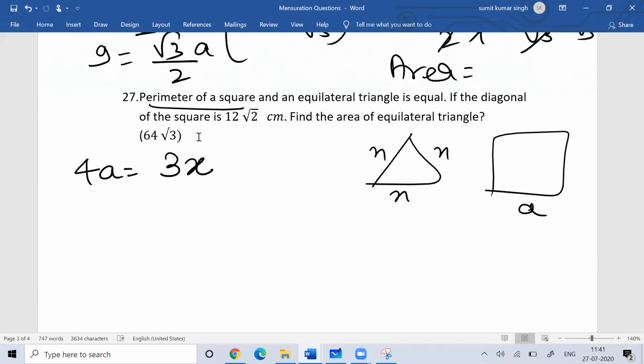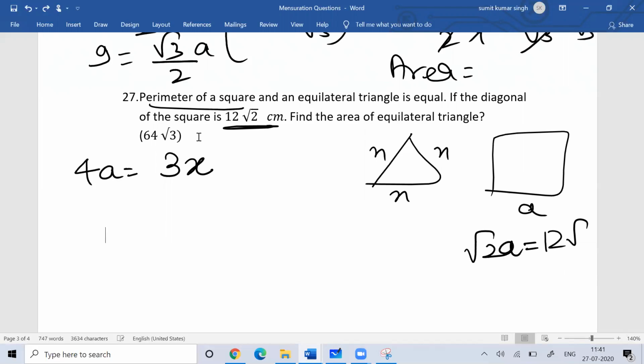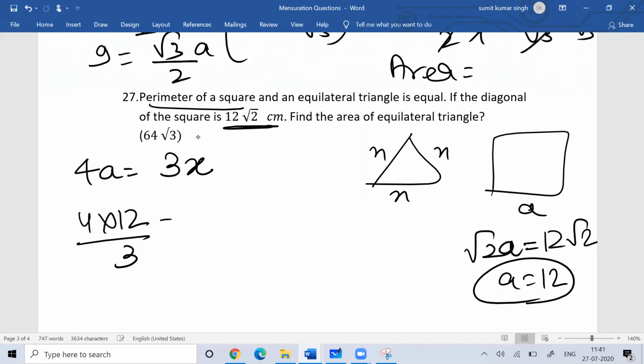Then it is given that the diagonal of the square is 12 root 2. You know the diagonal formula is root 2 a, that is 12 root 2. So the side of the square is 12. Once you get the side of the square is 12, I can find the equilateral triangle. So 4 into 12 divided by 3 is equal to x. So x is equal to 16. So the side of the equilateral triangle is 16.